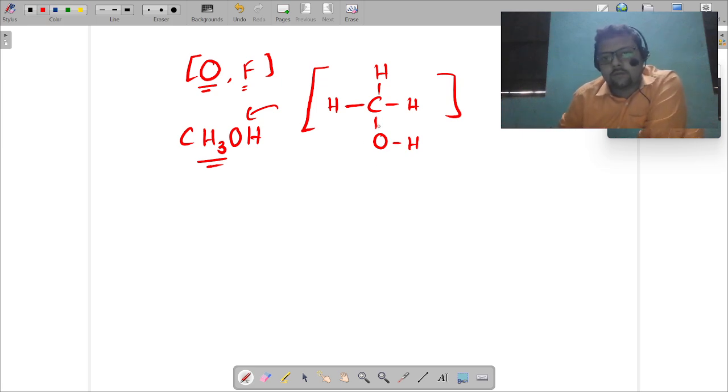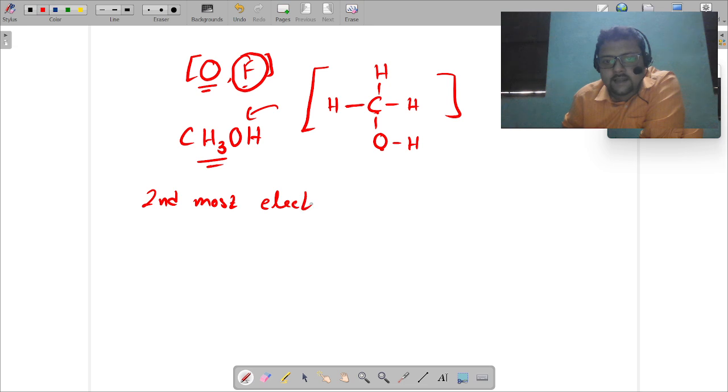Notice here that carbon is bonded with oxygen. Oxygen is the second most electronegative element. The first one is obviously fluorine, which is why I mentioned fluorine here. So the second most electronegative element is oxygen, meaning the tendency of oxygen to attract the bond pairs towards itself is second only to fluorine. What does it actually mean in this case?